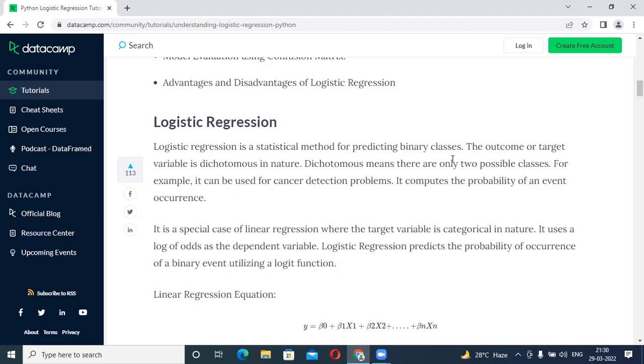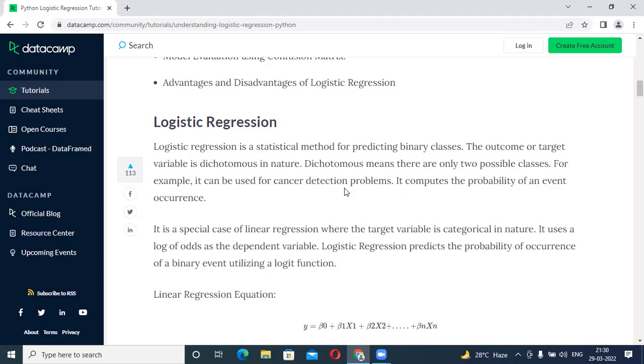Regression means we can define it as an estimation, or as a prediction. So it is the prediction with respect to the dependent variable or independent variable. So obviously, logistic regression is a statistical method for predicting the binary classes. The outcome or the target variable is dichotomous in nature. Dichotomous means binary in nature, that is, ones and zeros. So dichotomous means there are two possible classes.